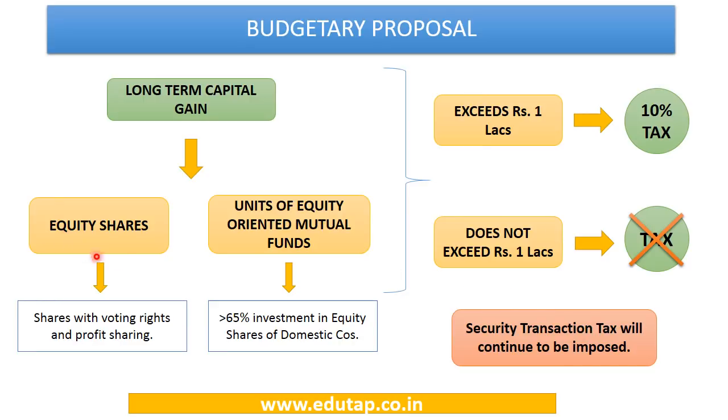So let us also learn about equity shares and units of equity oriented mutual funds. Equity shares are simply the shares which carry voting rights and carry profit sharing for their holders. But units of equity oriented mutual funds are those mutual funds in which 65% of the investment has been made in the equity shares of domestic companies.